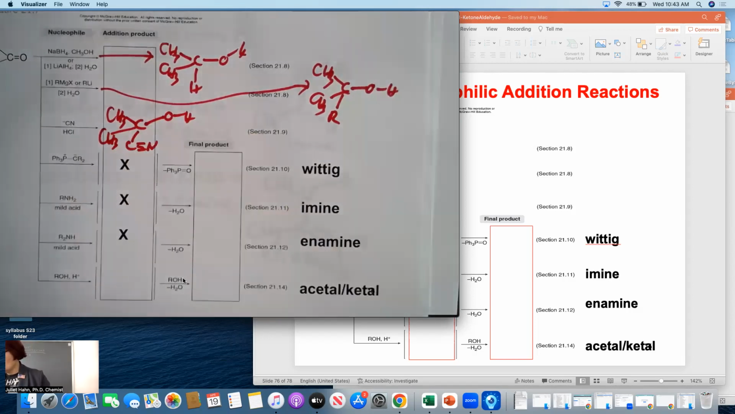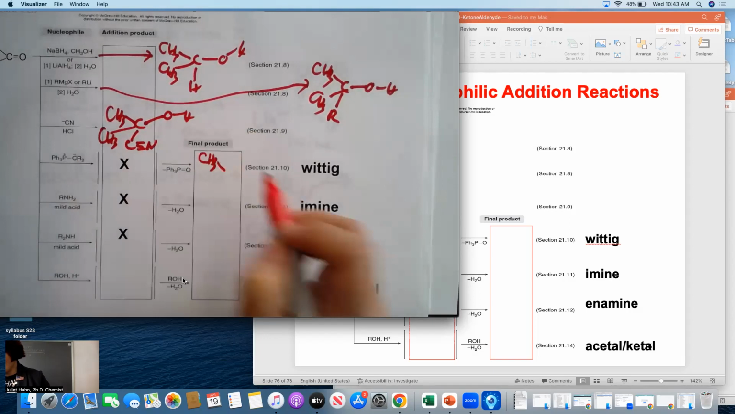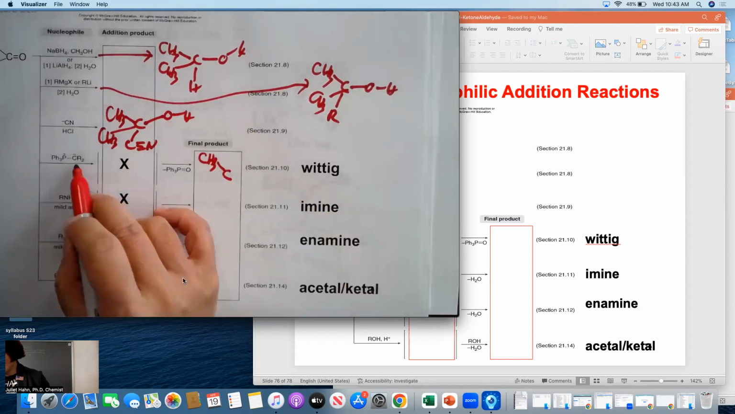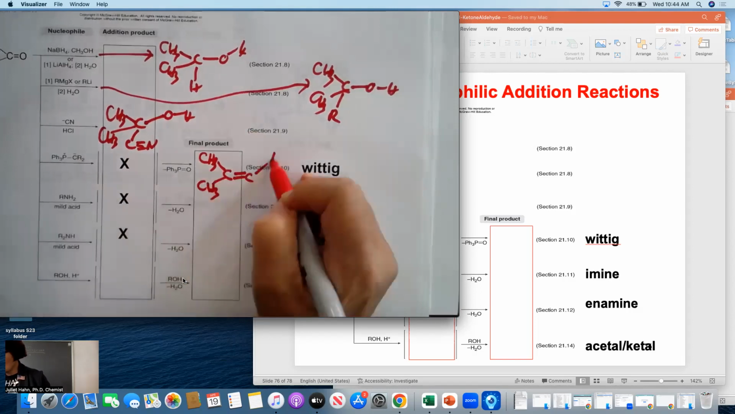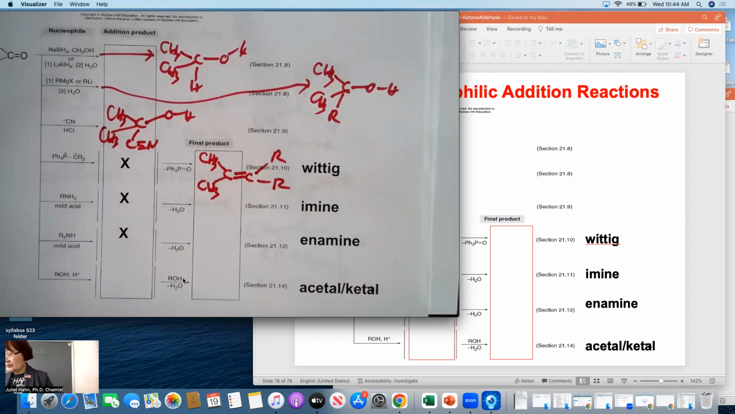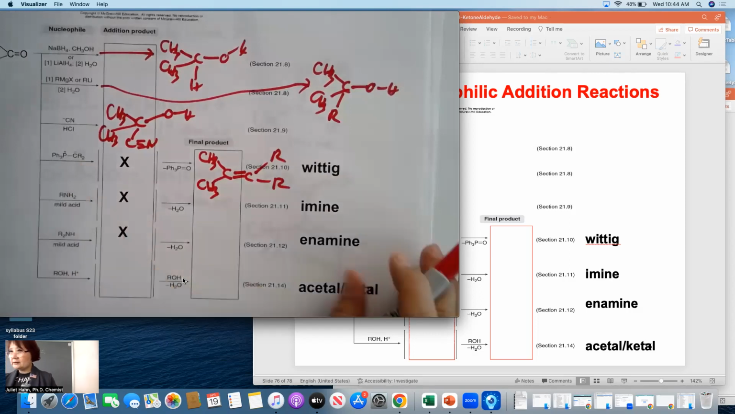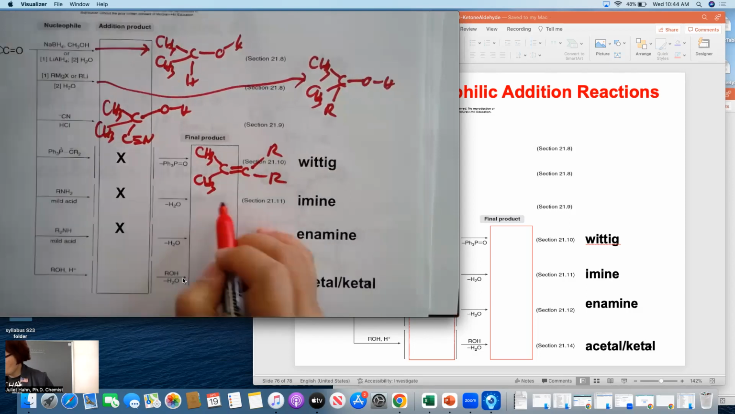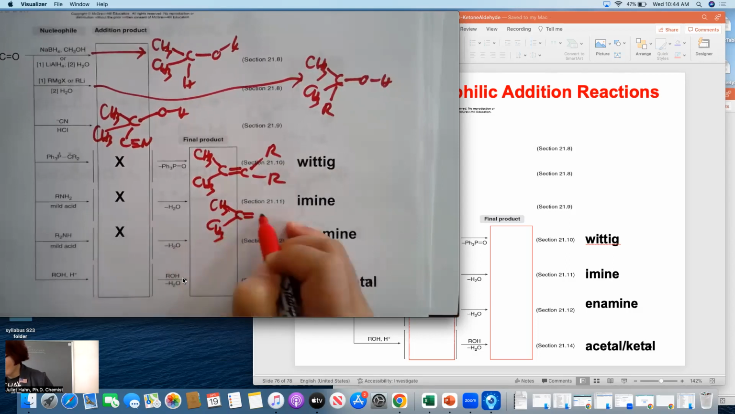The Wittig, you're just going to take that carbonyl carbon and attach onto it the carbon from your CR2 group to generate an alkene. So there's the alkene, and that would depend on what you have for the R groups here. Okay, so then for the imine, what do you get? You replace the carbonyl oxygen with a nitrogen. Then you get CH3, CH3, double bond to a nitrogen with an R group hanging off of it.